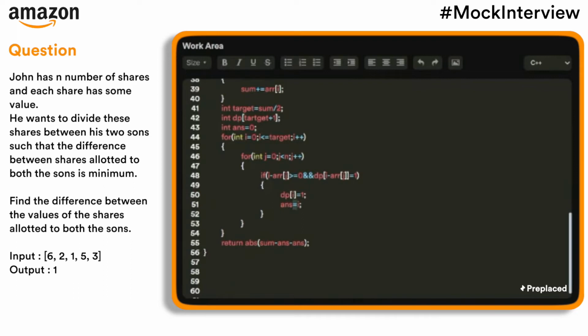Okay. Let's try doing a dry run for this. Okay. So, 6, 2, 1, 5, 3.